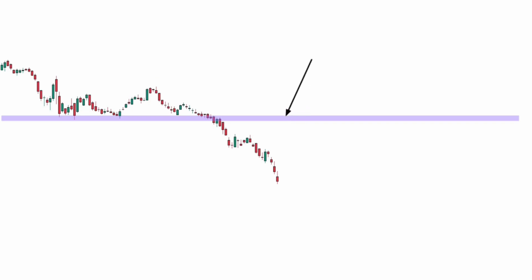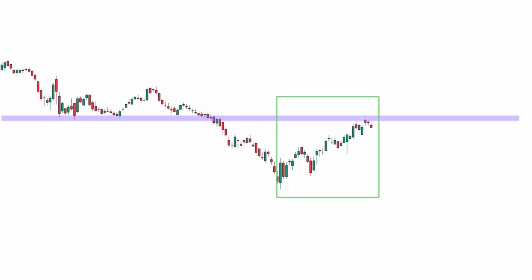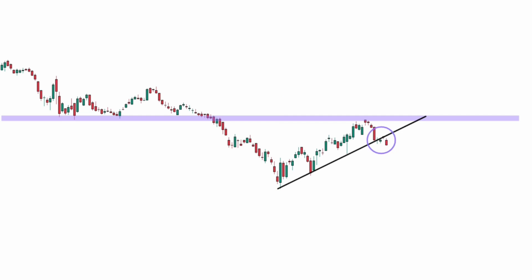Now the price approaches this level. On the higher time frame, we saw a downtrend, but this short-term trend is up. So we wait for this short-term uptrend to end. If you observe closely, we can draw a trend line. If this trend line breaks, it means the short-term uptrend is ending and the market may go down from here.